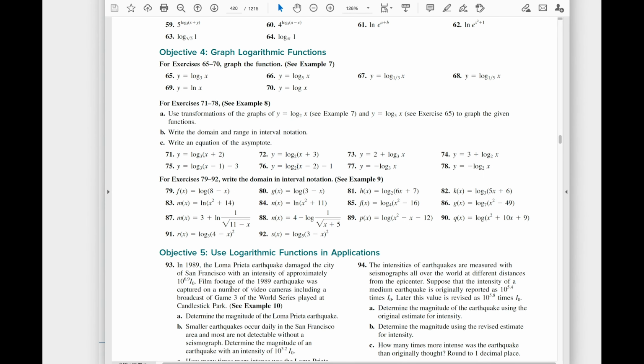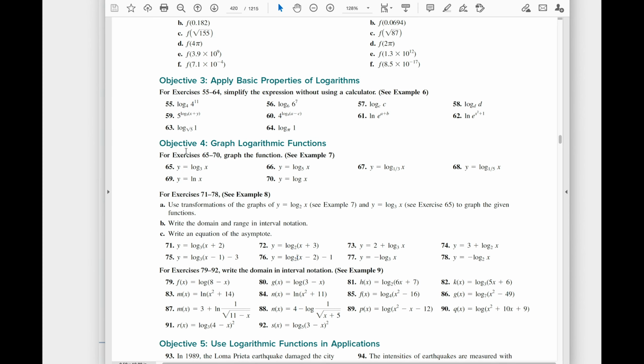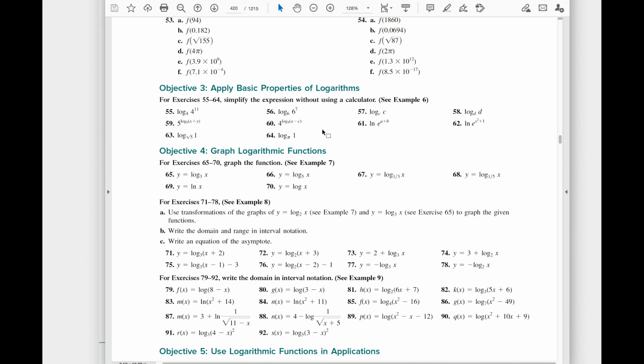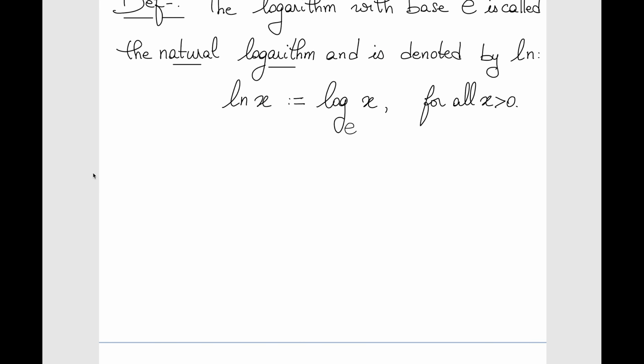Let's now go back to the book. You see 62? ln of e to the x squared plus 1. Remember what ln is? It is log base e. The question here is to simplify the expression. Let's do it. So 62. Without the use of a calculator, we want to simplify ln of e to the power x squared plus 1.